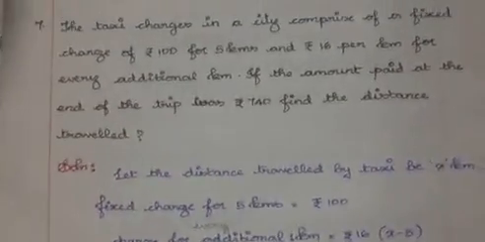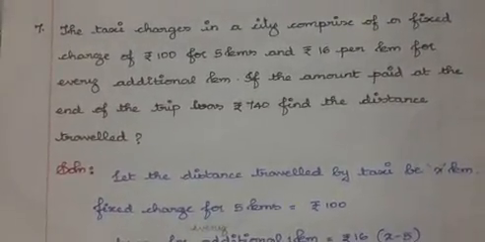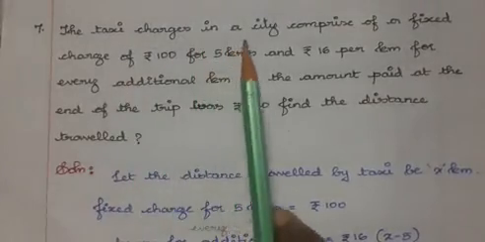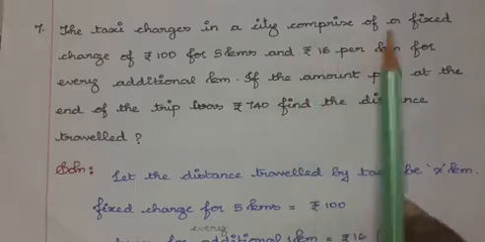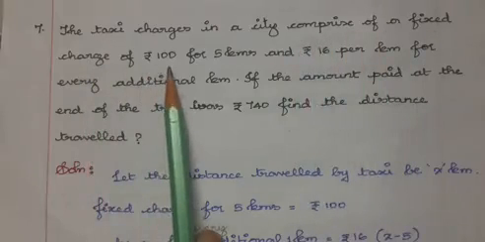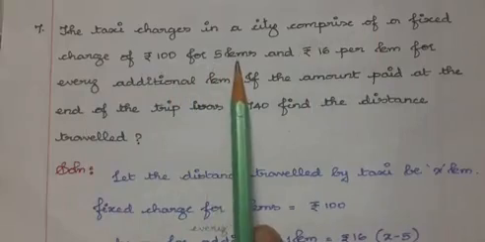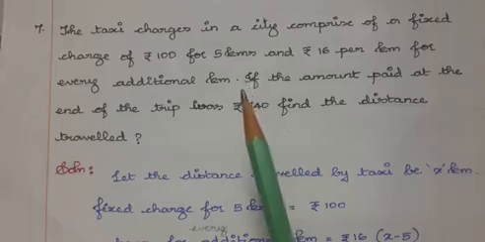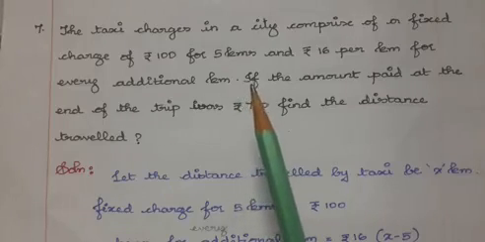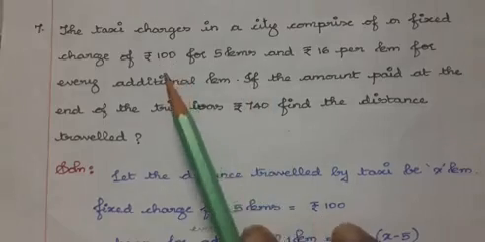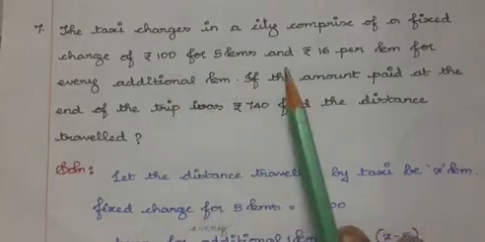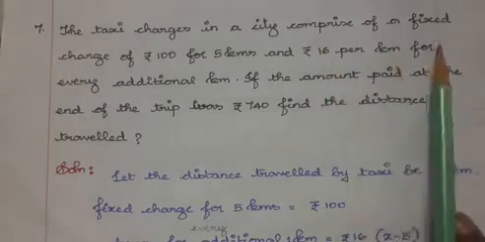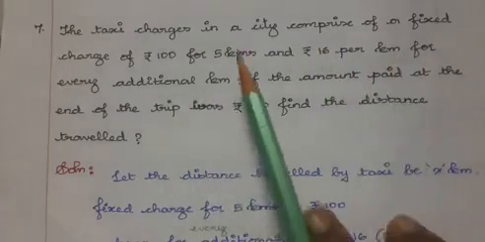The last question of this exercise, 7th question. The taxi charges in a city comprise of a fixed charge of rupees 100 for 5 kilometers. So, in a city, taxi charge is fixed. That too, for the first 5 kilometers, they will be charged 100 rupees. Okay, and rupees 16 per kilometer for every additional kilometer.